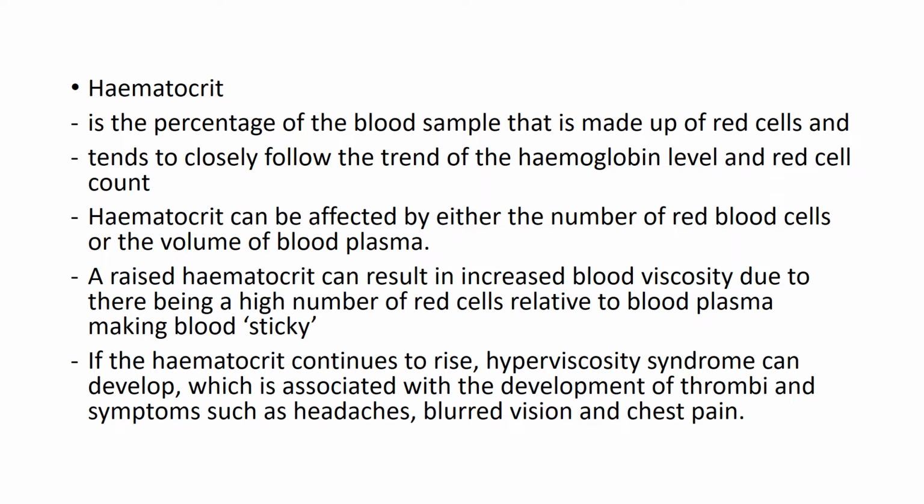Hematocrit is the percentage of the blood sample that is made up of red cells and tends to closely follow the trend of the hemoglobin level and the red cell count. Hematocrit can be affected by either the number of red blood cells or the volume of blood plasma. A raised hematocrit can result in increased blood viscosity, due to there being a high number of red cells relative to blood plasma, making the blood sticky. If the hematocrit continues to rise, hyperviscosity syndrome can develop, which is associated with the development of thrombus and symptoms such as headache, blurred vision, and chest pain.